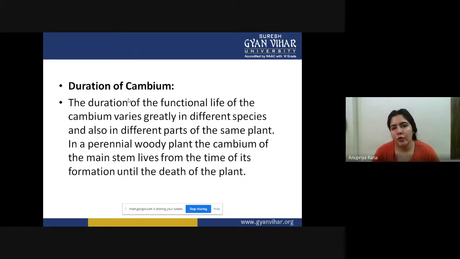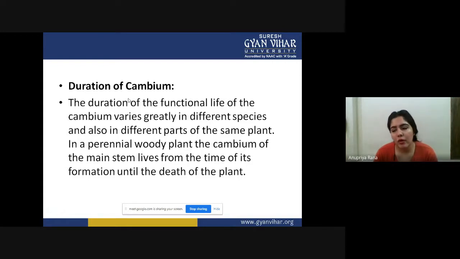Now this is all about the origin. Now we have a cambium that is set up. Now what we see is their duration, like all the cells which have been formed there, what is their duration and what are their lives. If we talk about their duration, the functional life of the cambium varies greatly in different species. Every species has a different kind of life, or you can say different varieties.